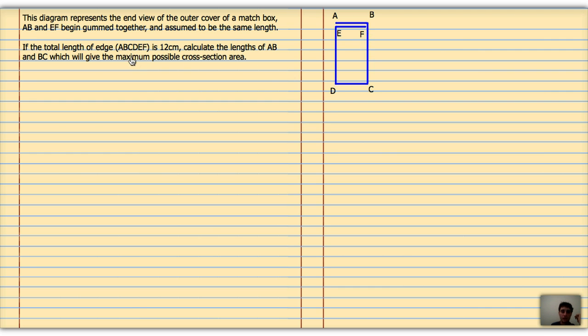If the total length of edge A, B, C, D, E, F, the total length being the whole thing, is 12 centimeters, calculate the length of AB and BC, which will give the maximum possible cross-sectional area. Okay, so I haven't actually done this problem before, so I'm doing it from scratch as well. So what I'm going to do is write down what we know, and that will hopefully help me to approach this problem.